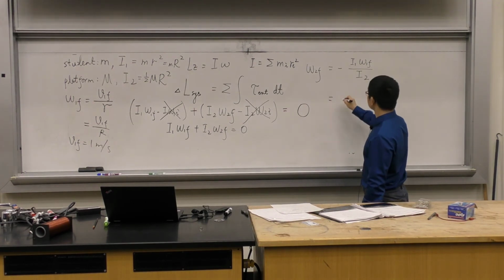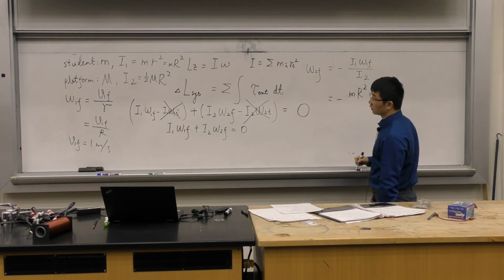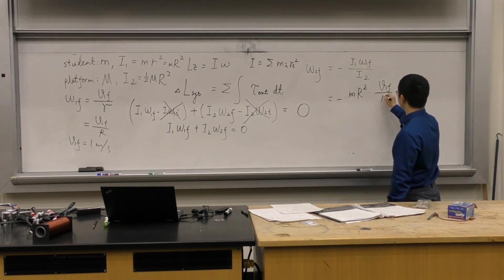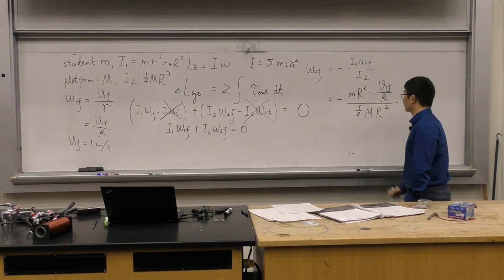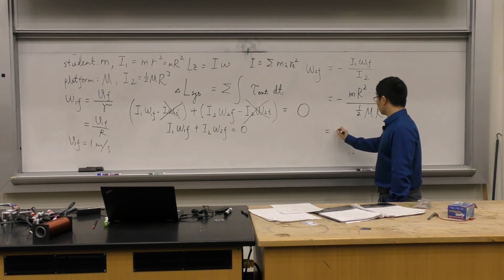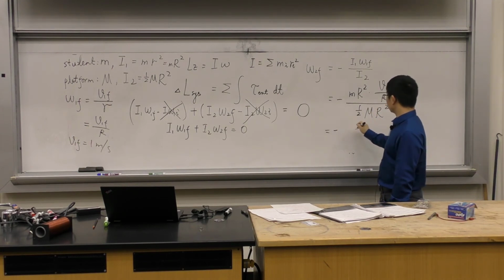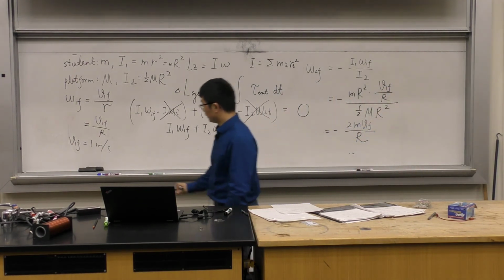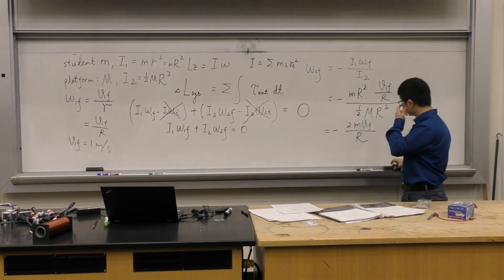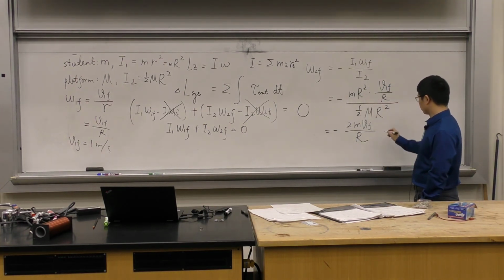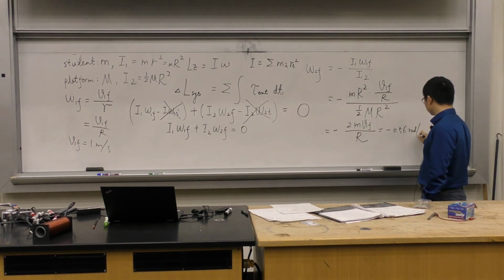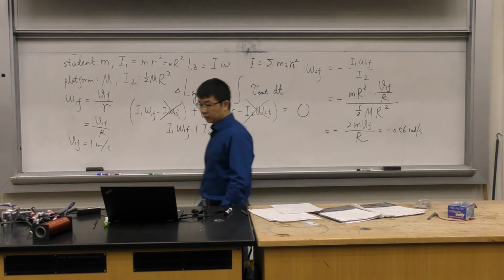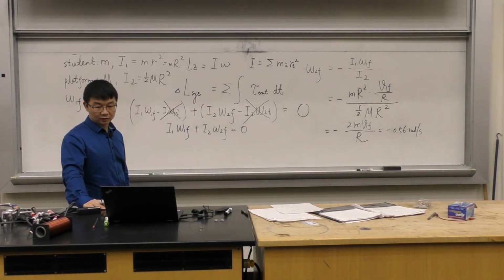Okay, now we can plug numbers in, right? I1 is m r squared, omega 1f is v1f divided by r, and I2 is 1/2 big M r squared, and it's going to be negative. So a lot of things can cancel out. It's just going to be 2m v1f divided by r, because r squared and r squared cancel. That's the simplest we can get. If you plug numbers in, you will get negative 0.56 radians per second. That means the angular speed of the platform is going to be 0.56 radians per second. Okay, good.